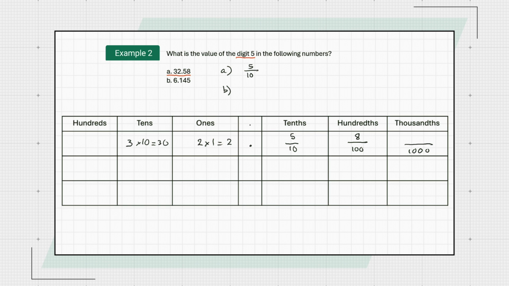Let's look at B. We have no tens, no hundreds. We have 6 groups of 1. We have our decimal place. We have 1 tenth. We have 4 out of 100. And we have 5 out of 1,000. So the 5 is actually 5 out of 1,000.